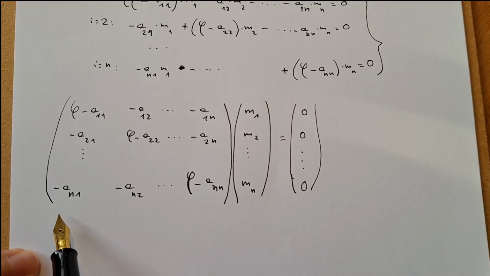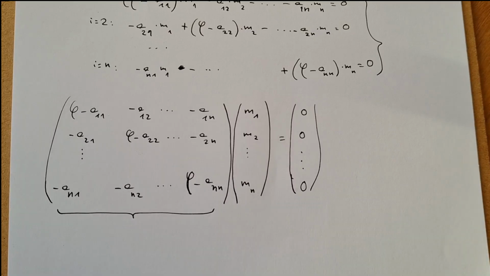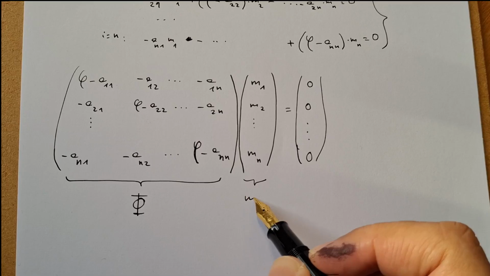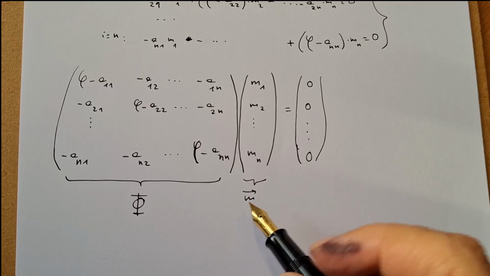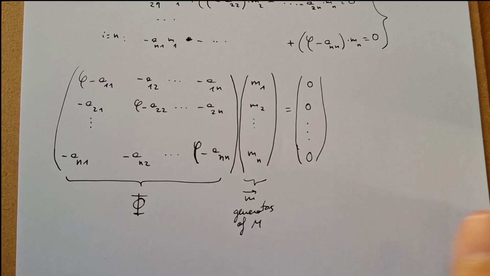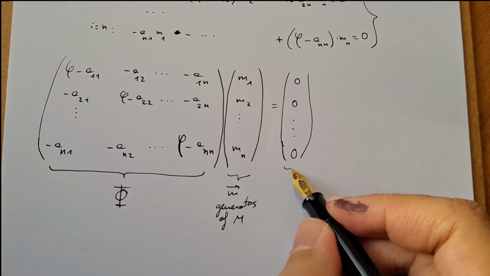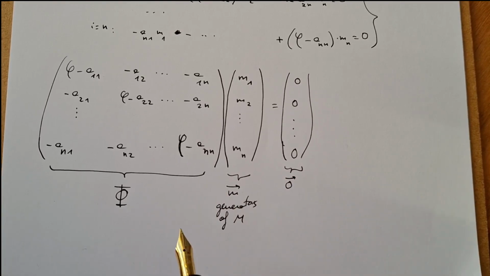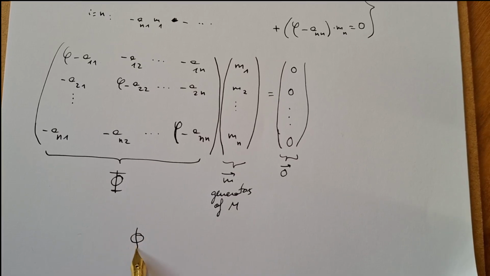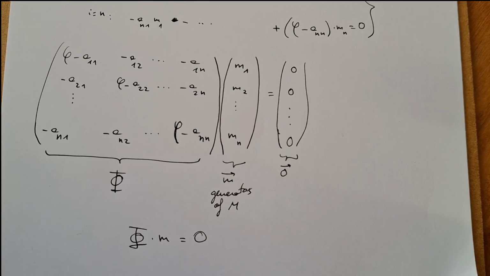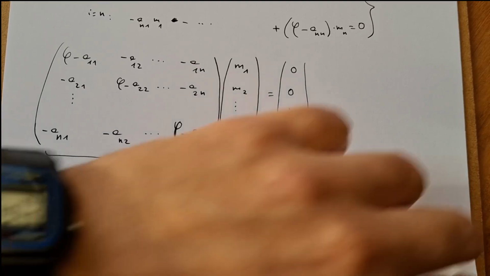Now, let's call this matrix big psi. This is like the vector of generators of the module M, and this is like the 0 vector. So what we have here is actually psi multiplied by M equals 0. Now let's continue on the following page.